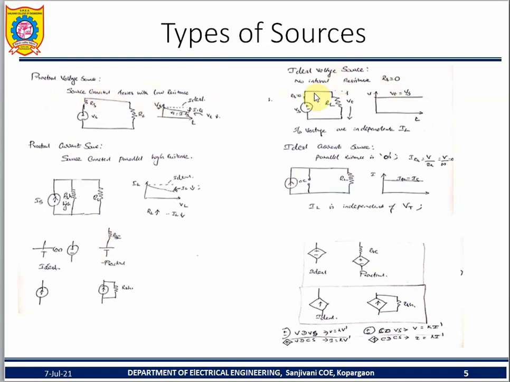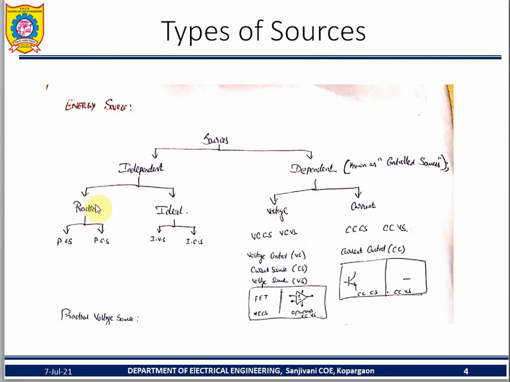So this is about the ideal conditions. The voltage source is maintained as a constant, and the current source is maintained constant with respect to time. So ideal condition, full efficiency. But in a practical condition, the voltage drops slightly, and the current source is slightly reduced. This is the difference between the practical source and ideal source.